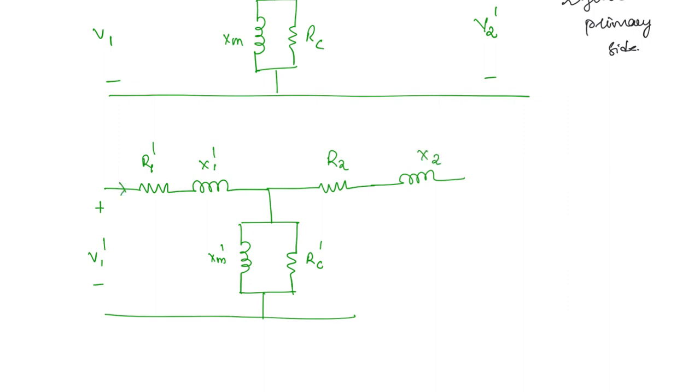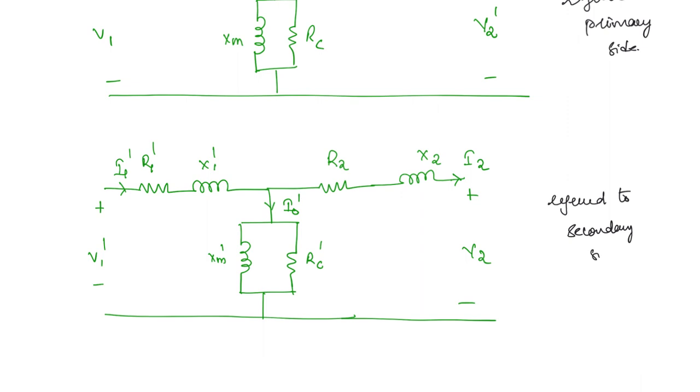Okay, what is this current here? I1 dash, and this current is I2. Here this voltage is going to be V2. Okay, what about this current? This is also going to become I0 dash. This is the equivalent circuit referred to the secondary side.